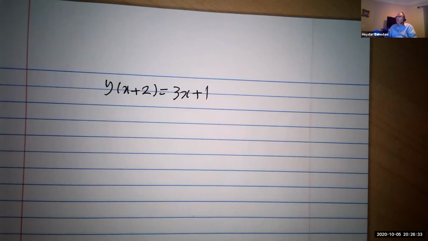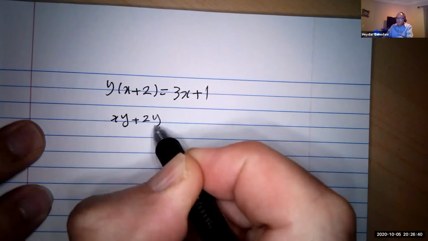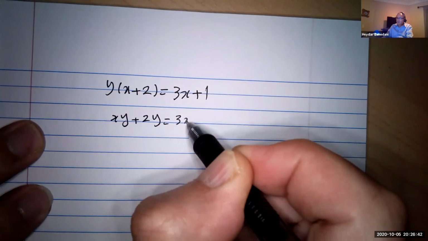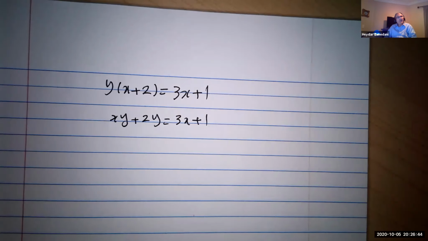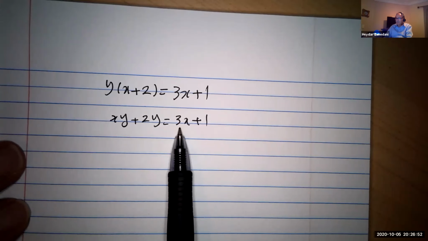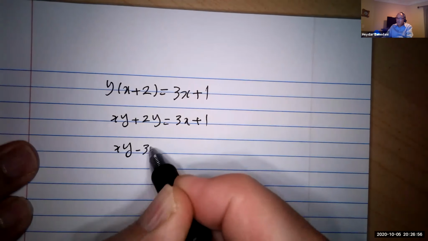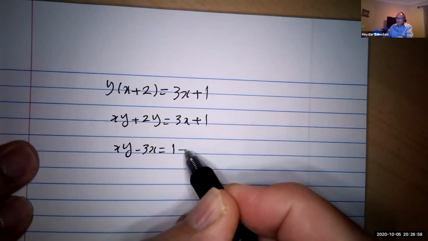You have to distribute it. Okay, so it's going to be xy plus 2y, and this is going to be 3x plus 1. Go on. You remember, you want to find the x. So you have to put the x's together. So it's going to be xy minus 3x equal to 1 minus 2y.